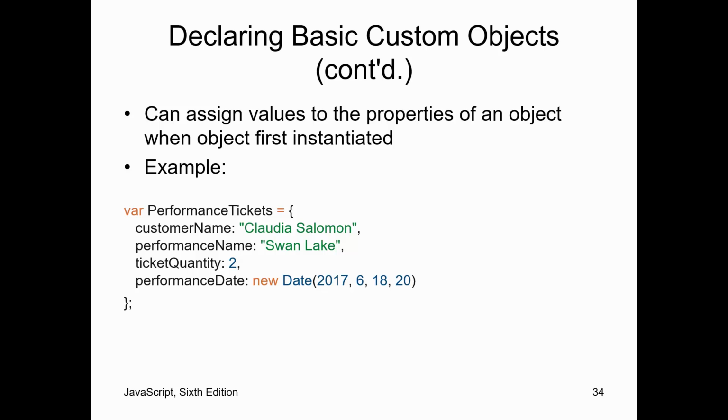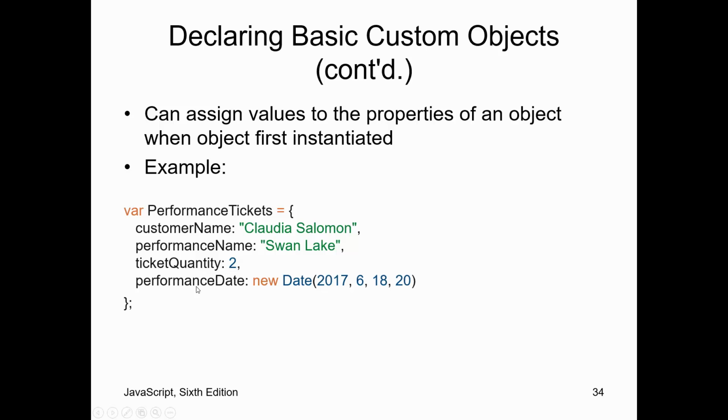You can assign values to the properties of an object when the object is first instantiated. So in other words, we're creating a new object here because it's within curly braces. The object's name is performance tasks. It has 4 fields in it. It's got a field named customer name, whose value is currently Claudia Salomon. It's got a field named performance name, its value is currently Swan Lake. It's got a field called ticket quantity, and its value is 2.